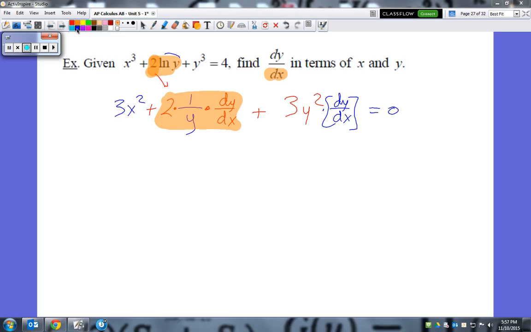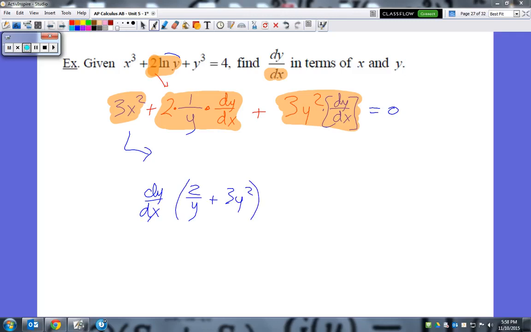So I have 3 terms, and if you remember what we did when we first started this unit with implicit differentiation, the key was to identify all the terms that you have and see what you're going to move over to the other side of this equal sign. So I'm going to subtract the 3x squared, and then I'm going to GCF out a dy dx on the left side. So dy dx, you have a 2 over y plus 3y squared.